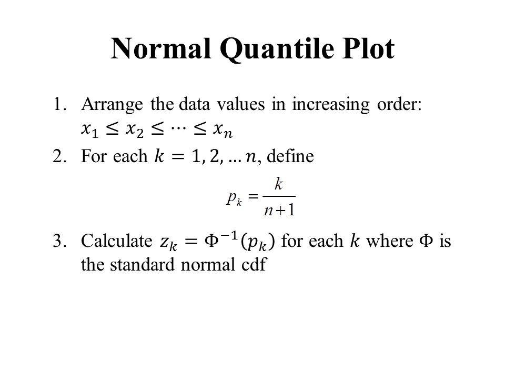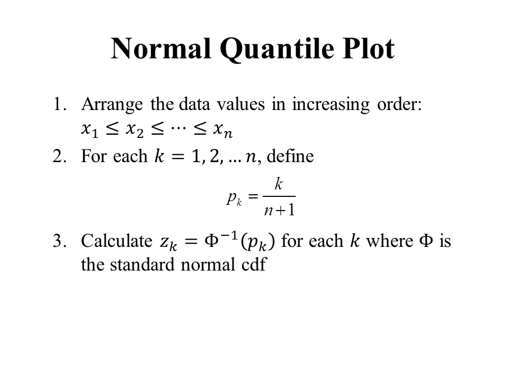So the first step is to arrange the data values in increasing order. So that means x1 is the smallest, x2 is the next largest, x sub n is the largest. Second step is for each data value, the first, second, up to the nth, define this quantity p sub k equals k divided by n plus 1. So we take that subscript k, divide it by the sample size plus 1. And then the third step is we calculate z sub k, which is defined to be phi inverse of p sub k, where phi is the standard normal CDF.